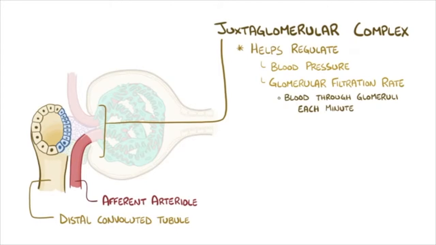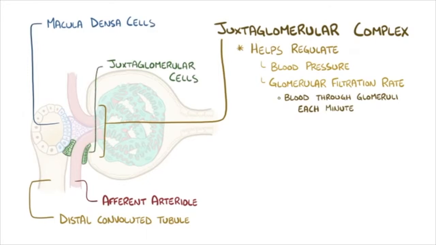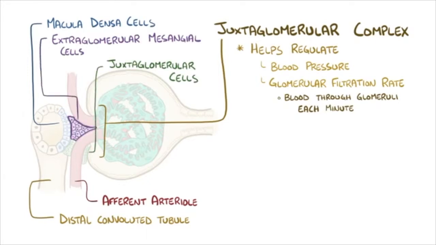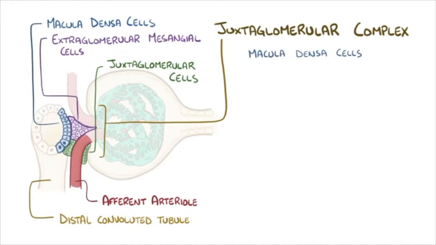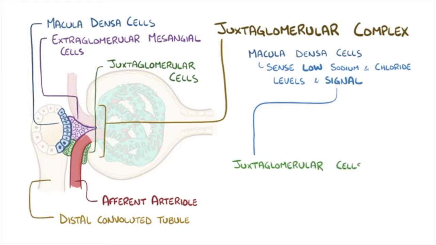There are 3 types of cells in the juxtaglomerular complex: macula densa cells, juxtaglomerular cells, and extraglomerular mesangial cells. Macula densa cells are located in the distal convoluted tubule, and they can sense when levels of sodium and chloride are low. So in the case of hypovolemia and hypotension, the macula densa cells sense the low sodium and chloride levels and send a signal over to the juxtaglomerular cells, which are located in the wall of the afferent arteriole. The extraglomerular mesangial cells help with the signaling between macula densa cells and juxtaglomerular cells.